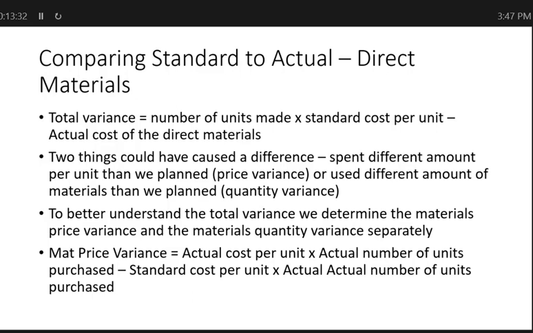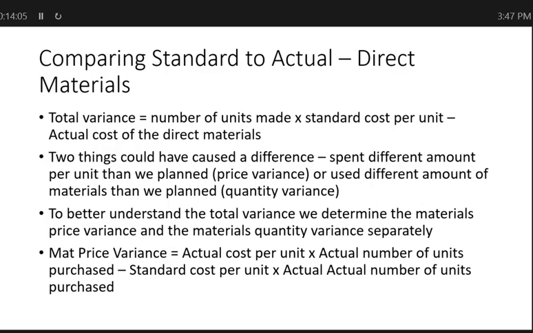What are two things that could have caused this difference? We could have spent a different amount per unit. We could have bought the chocolate chips for more or less than what we planned. That's a price variance, right? It shows up in the price we pay for the chocolate chips compared to what we planned to pay. Or we used a different amount of materials than we planned, a quantity variance. We used more or fewer chocolate chips than we should have according to the recipe, according to our standard.